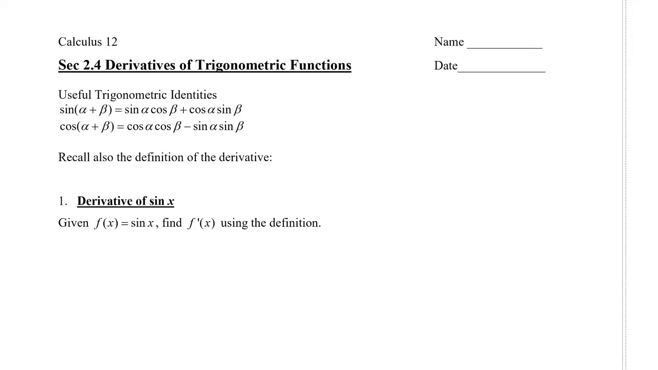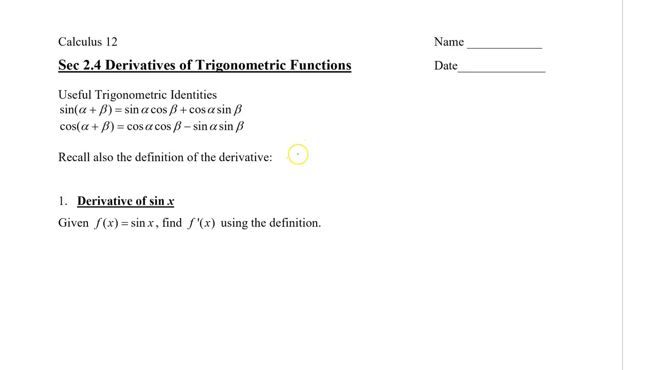In this video, we're going to take a look at the derivatives of trigonometric functions. Now, some useful trigonometric identities are these two sum identities for sine and cosine. Also, I'm going to show you how to find the derivative of sine x using the definition. So let's recall the definition of the derivative.